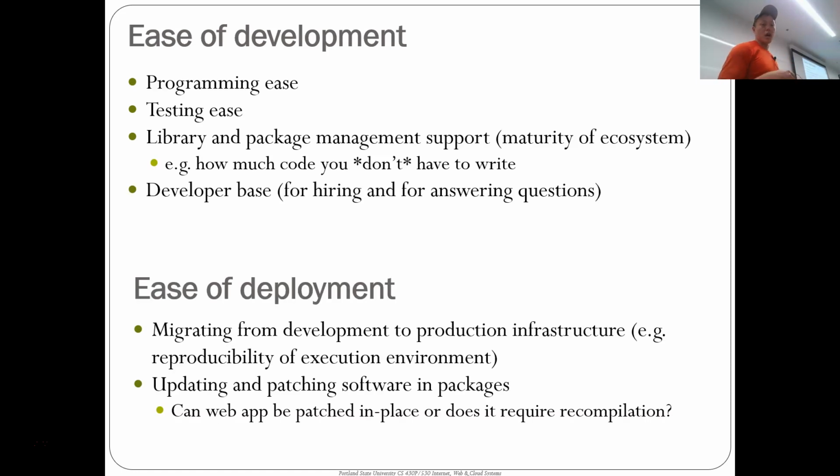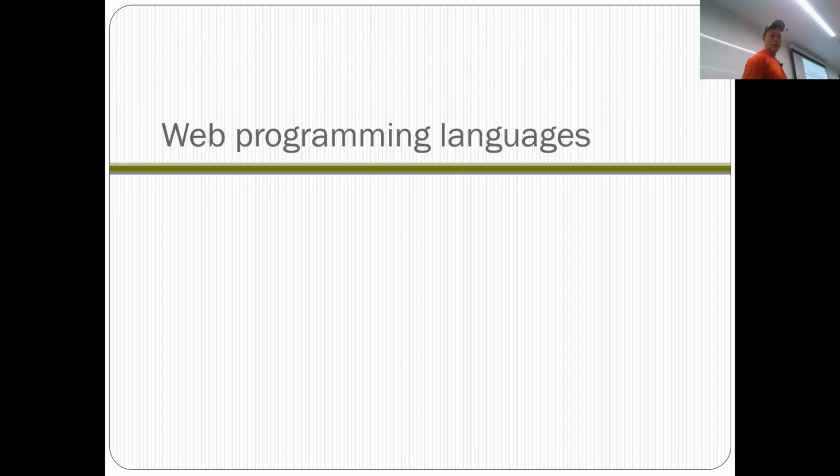Another aspect is ease of development. You want to be able to program easily, test easily. You want to have rich library and package management support so that you don't have to write all of the code from scratch. If you have a community of developers, that's typically better. And then ease of deployment. You want to be able to take your development code and spin it out into production very quickly without too many issues in the deployment. Okay, so those are the general features in a programming language that might matter to you.